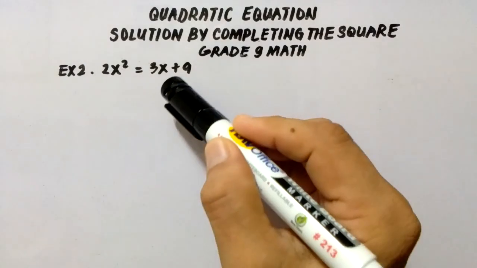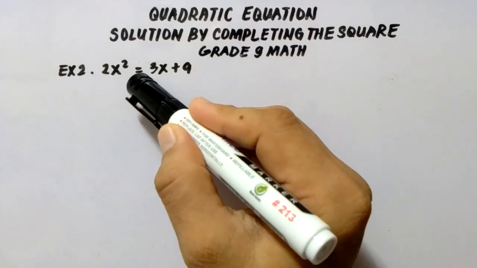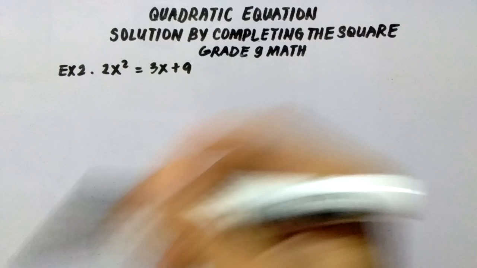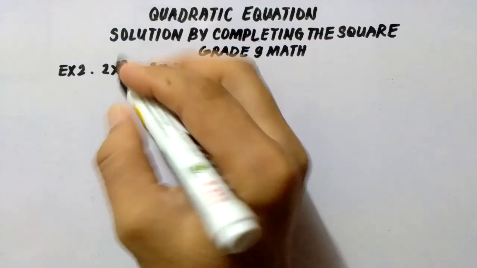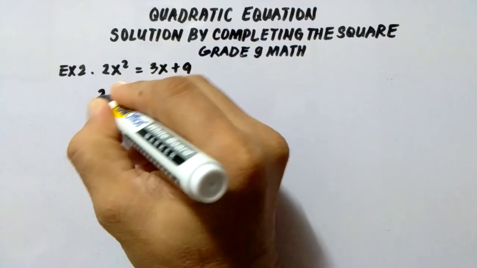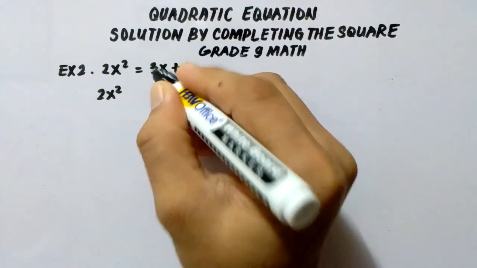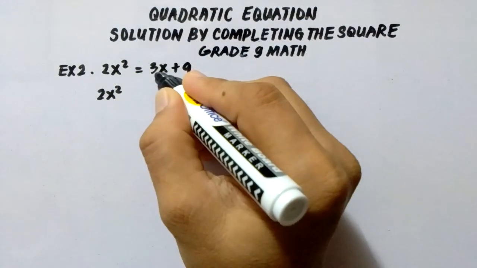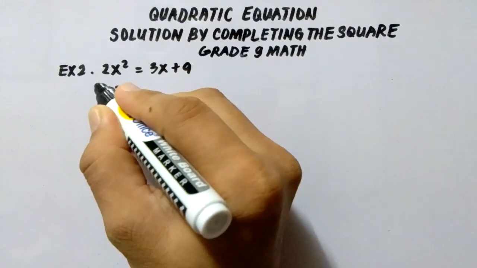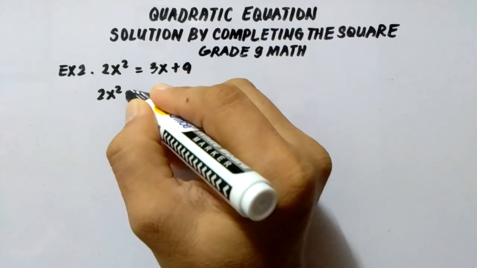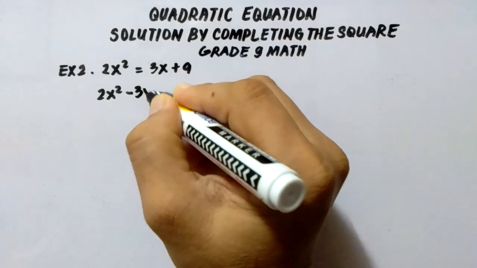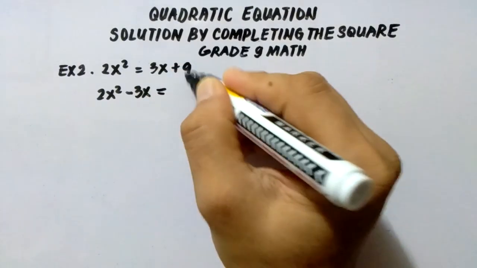So example number 2, 2x squared is equal to 3x plus 9. Okay, so let's start the solution. So 2x squared. Okay, so i-transpose po natin itong 3x dito po sa left side. So, positive 3x becomes negative 3x. Then, equals 9.